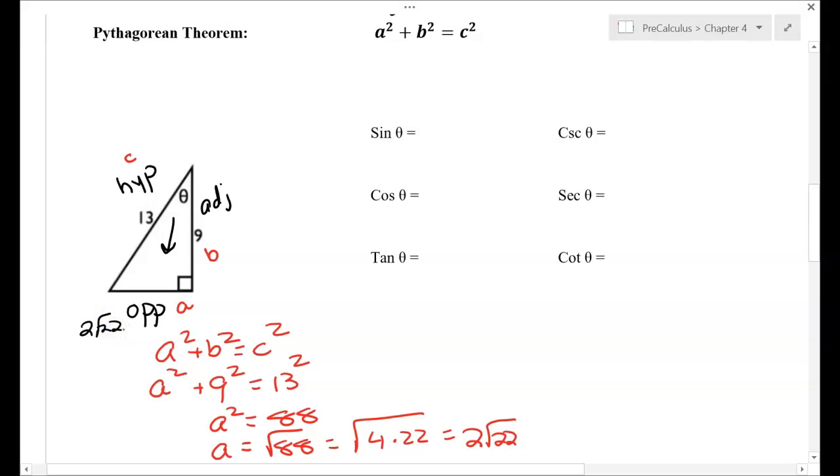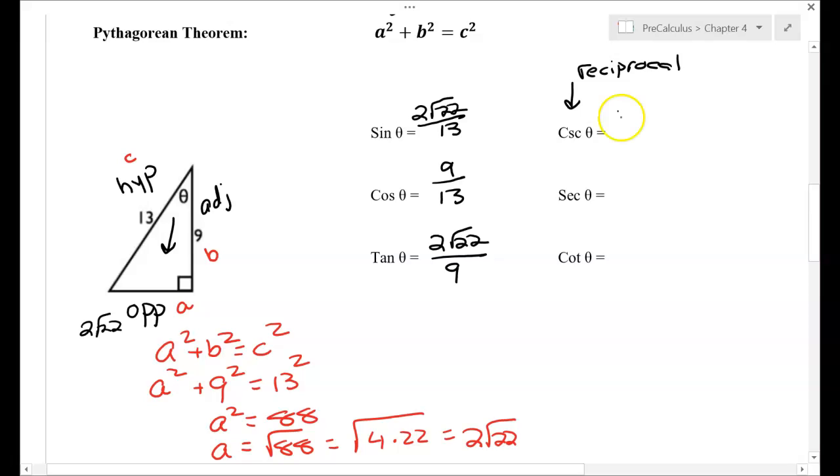So now I'm ready to do sine, cosine, and tangent, and then their reciprocals to get cosecant, secant, and cotangent. Sine is opposite over hypotenuse, so 2 root 22 over 13. Cosine is adjacent over hypotenuse, or 9 over 13. Tangent is opposite over adjacent, or 2 square root of 22 divided by 9. Now let's get our other three, the cosecant, secant, and cotangent. Those three are known as the reciprocal functions, because you just take the reciprocal.